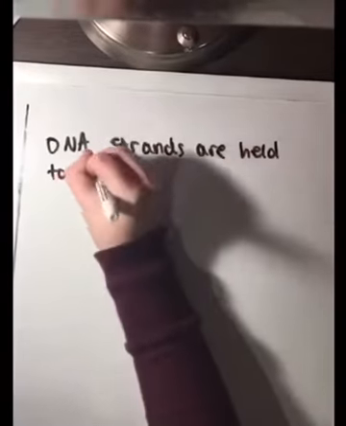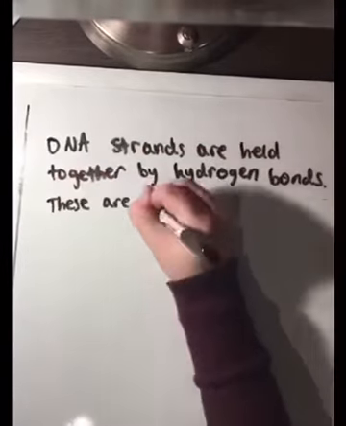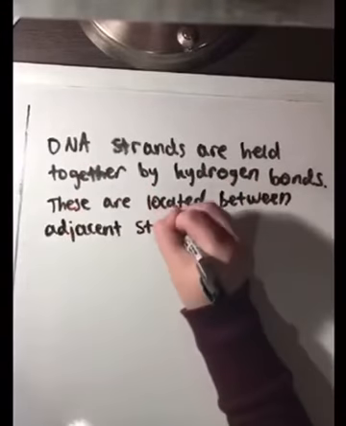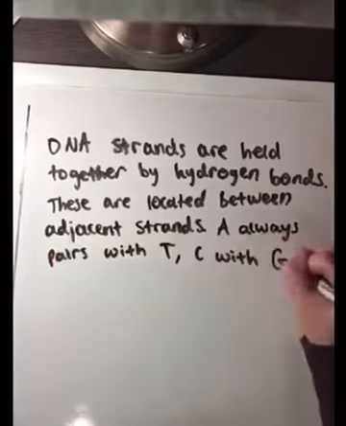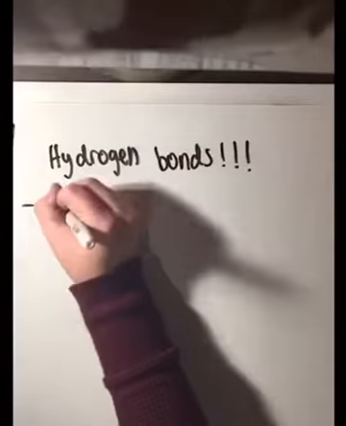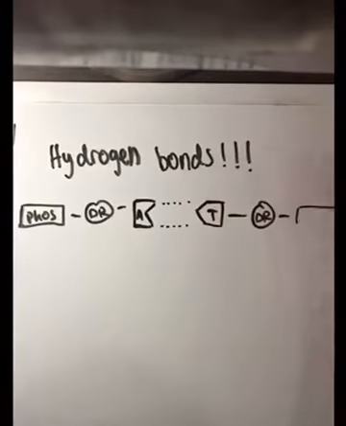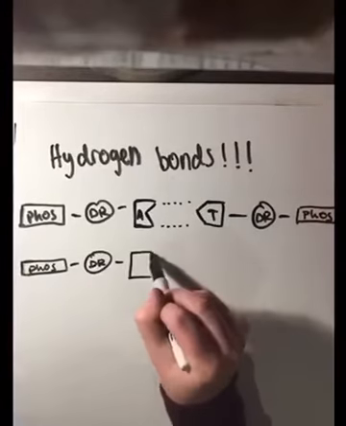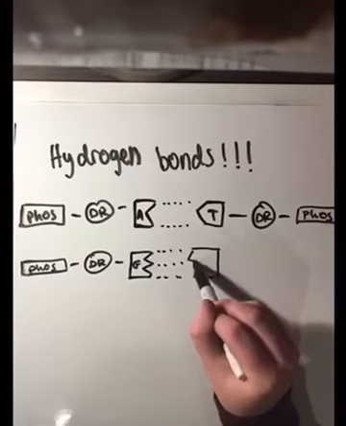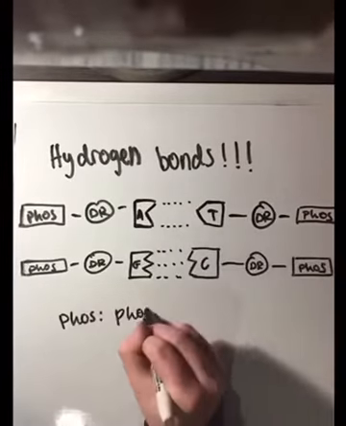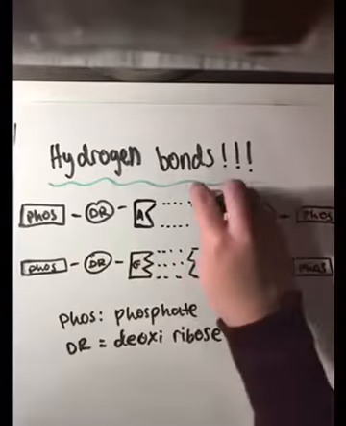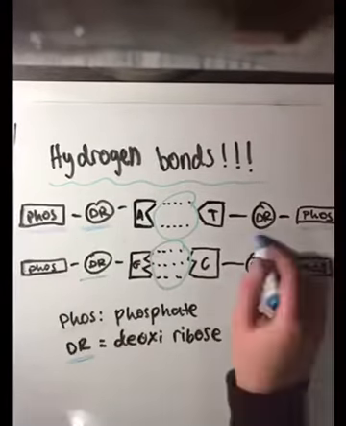These strands, backbones, are held together by hydrogen bonds. These bonds are located between adjacent strands. Again, A always with T, C always with G. So here we have a phosphate group connected to a deoxyribose group connected to a base. And A is bonded to T with 2 hydrogen bonds, while C is bonded to G with 3.